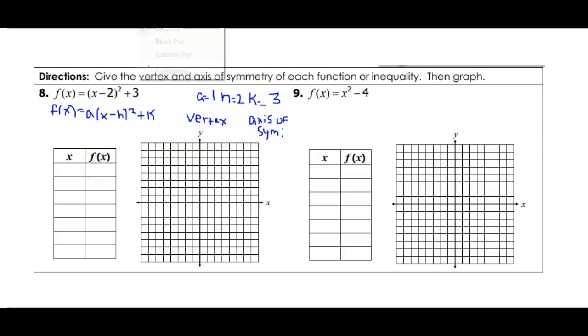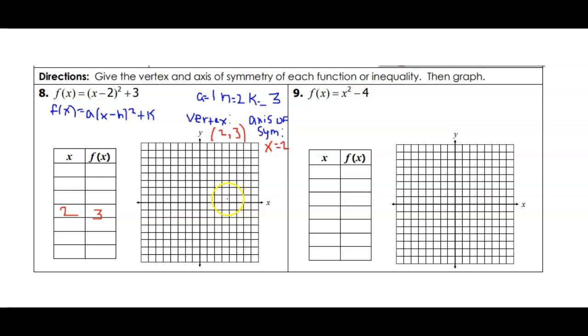My vertex then is (h, k). So my vertex has to be at (2, 3). My axis of symmetry is at x equals h. So my axis of symmetry has to be at x equals 2. Okay, I'm going to go ahead and put my vertex on my table. I'll plot it right in the middle, and then I'll sketch this graph.